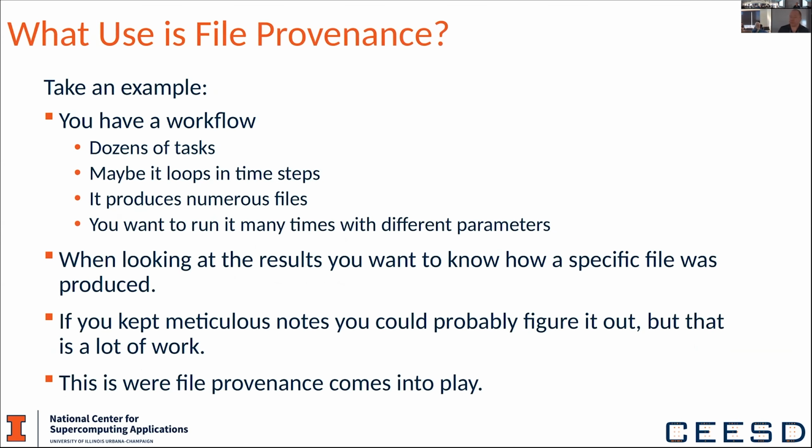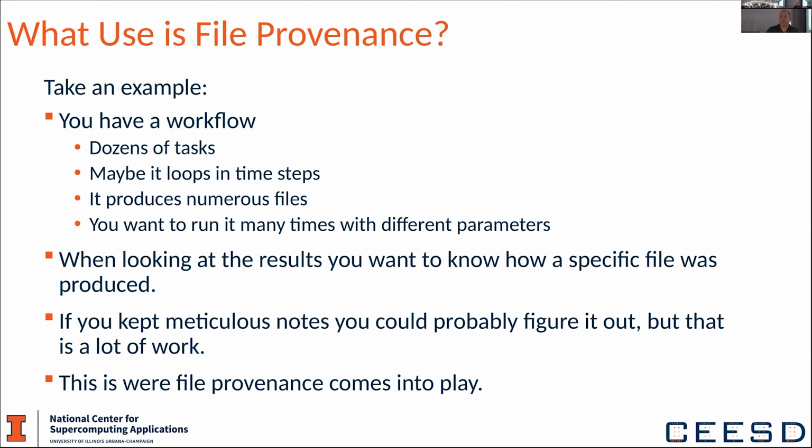So what use is it? Well, let's say you've got a workflow that has dozens or even hundreds of tasks that might loop in time steps. So the function is getting called many times, producing a large number of files. Sometimes you might want to run it with different input parameters to see what the different things will be produced, what things converge, what things don't.